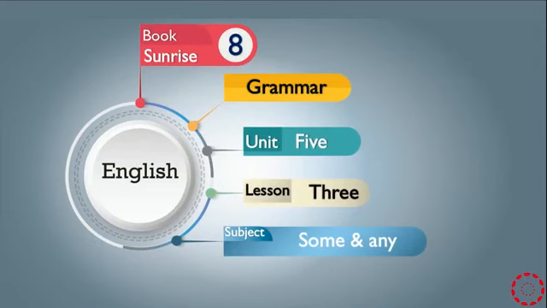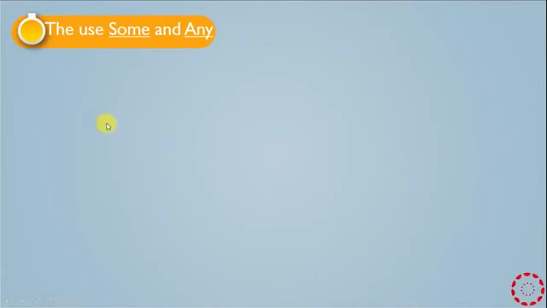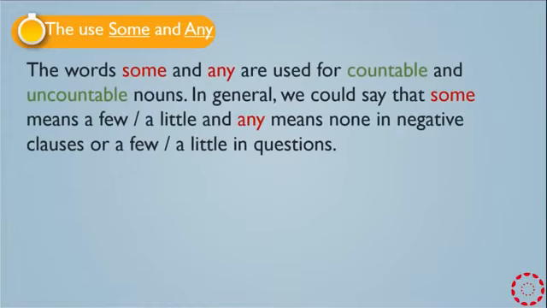Today in Unit 5, Lesson 3, we are going to talk about some and any. Let's get started. At the beginning, let's see the use of some and any, and how they are used for countable and uncountable nouns. In general, we could say that some means a few or a little, and any means none.